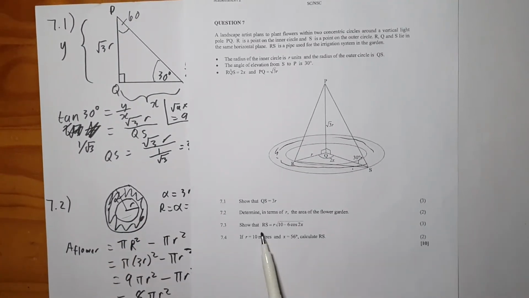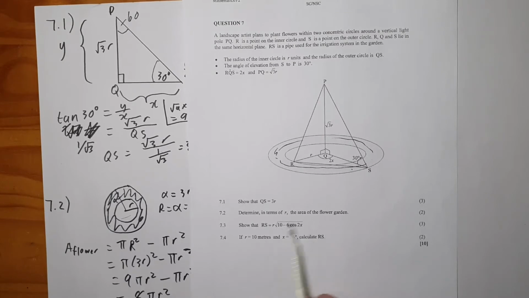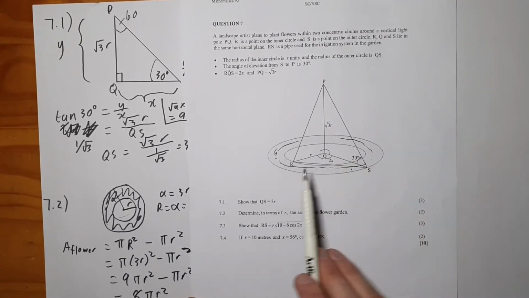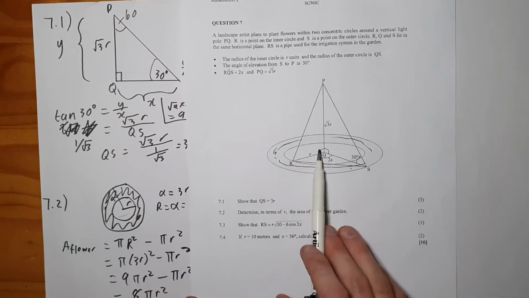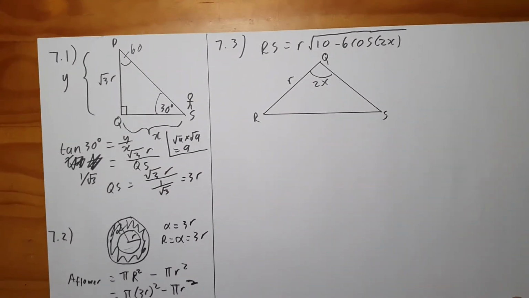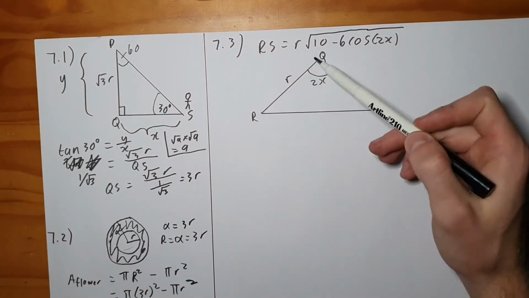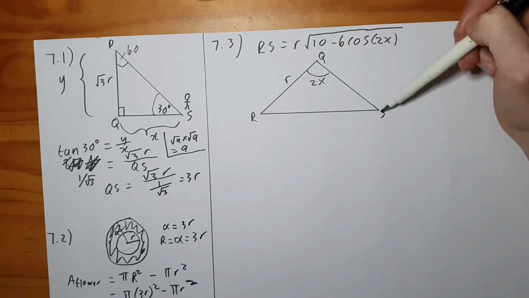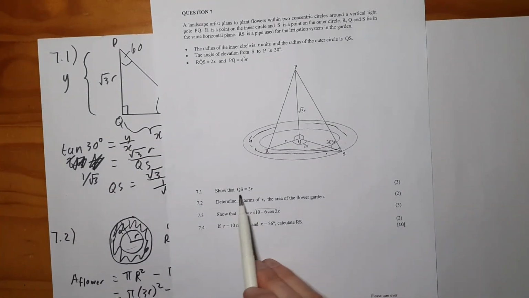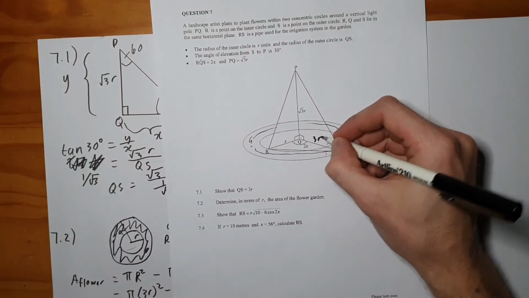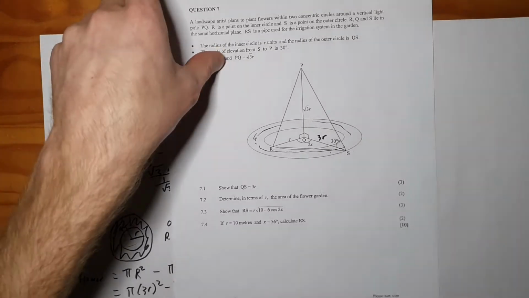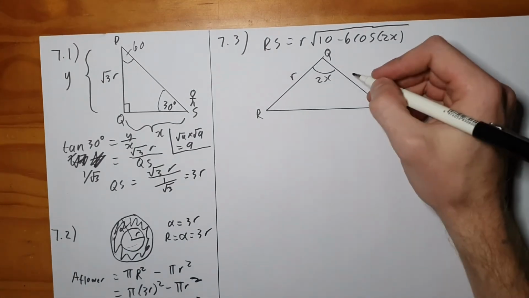Okay, now 7.3 says show that RS equals R times the square root of 10 minus 6 cos 2x. Which means RS is attached to this bottom triangle over here. So I've taken that out and redrawn it over here. So we have RS, we have R given here, and we now know what QS is. Like I've always said before, once we've found something, go fill it in on our paper so we don't have to look through our calculations for what it is. So we know that QS is now 3R.